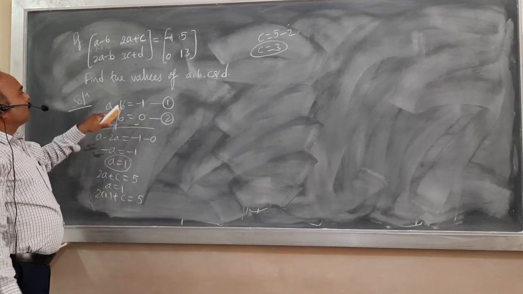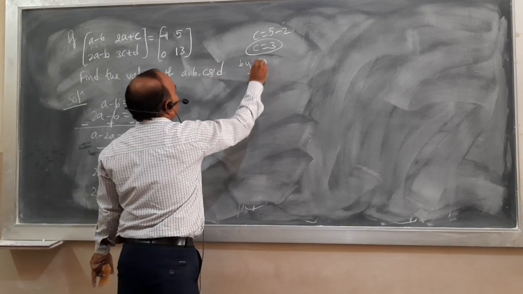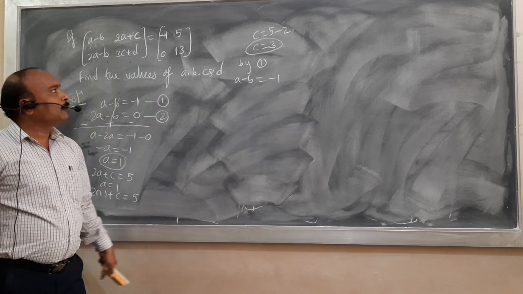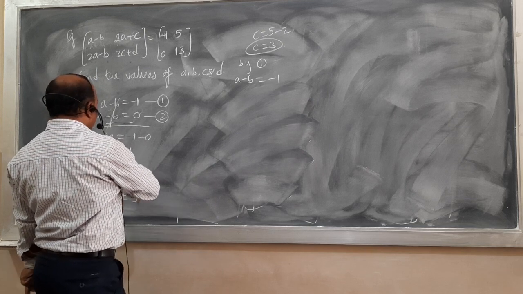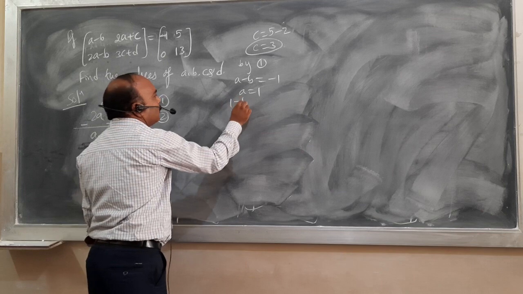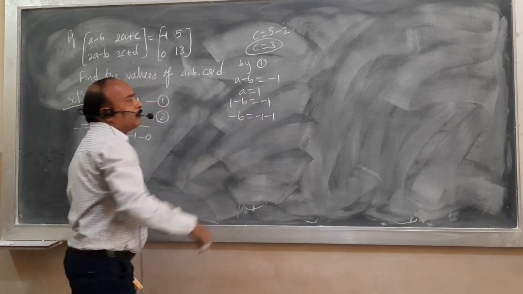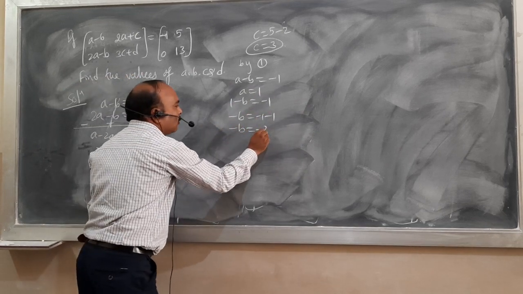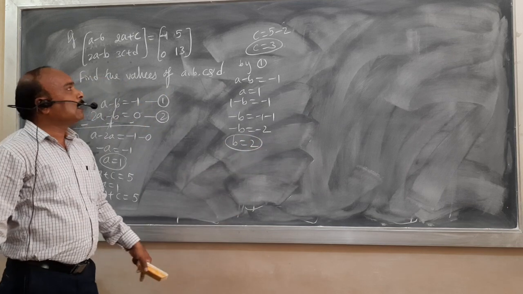Then you go for equation number 1. By 1, a minus b equal to minus 1. Substitute here the a value. What is your a value? A equal to 1. Put a equal to 1 here. 1 minus b equal to minus 1. Minus b equal to minus 1 minus 1. Take this side, it is minus 1. Minus b equal to minus 2. B equal to 2. It is the third value.